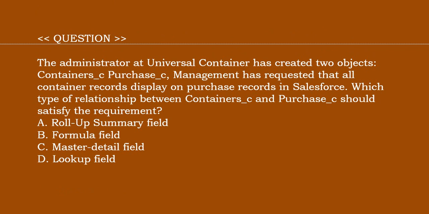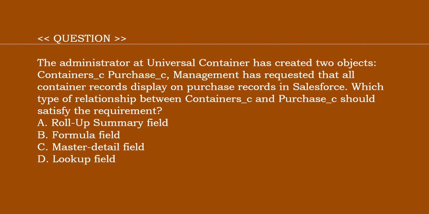Next one. The administrator at Universal Containers has created two objects, containers and purchase. Management has requested that all container records display on purchase records in Salesforce. Which type of relationship between container and purchase should satisfy the requirement?